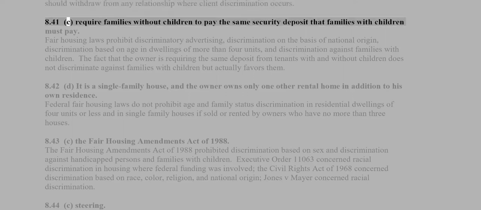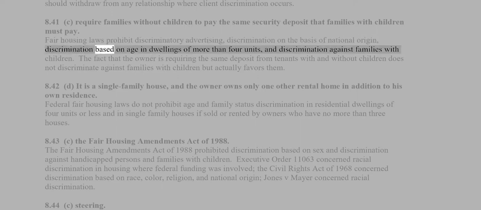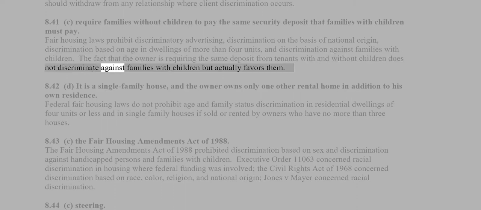8.41 c. Require families without children to pay the same security deposit that families with children must pay. Fair housing laws prohibit discriminatory advertising, discrimination on the basis of national origin, discrimination based on age in dwellings of more than 4 units, and discrimination against families with children. The fact that the owner is requiring the same deposit from tenants with and without children does not discriminate against families with children but actually favors them.